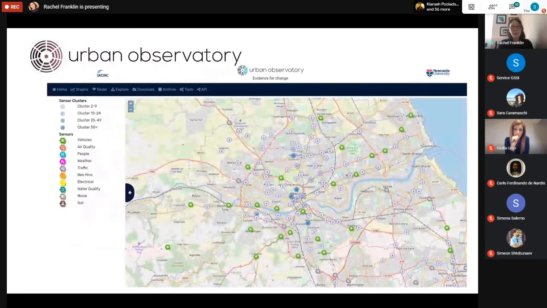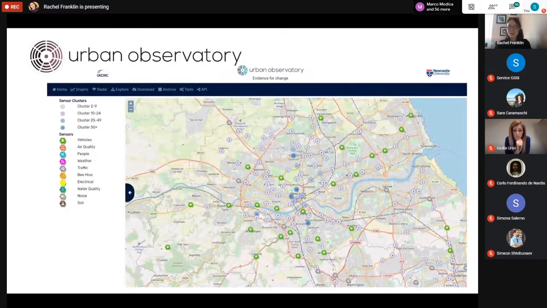There's an interactive map and a website that you can go to. If you just Google Urban Observatory, you'll be able to see the locations and types of different sensors. So there's everything from air quality to weather to cameras that track traffic, but also beehive activity, water quality, and noise. So a very wide array of sensors.